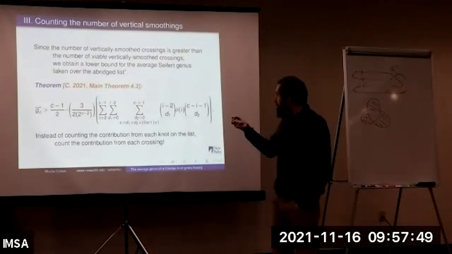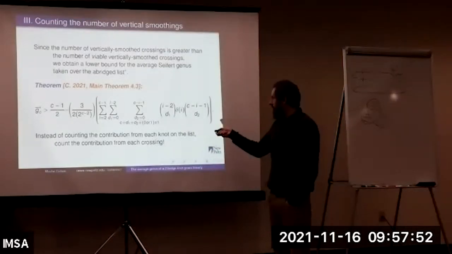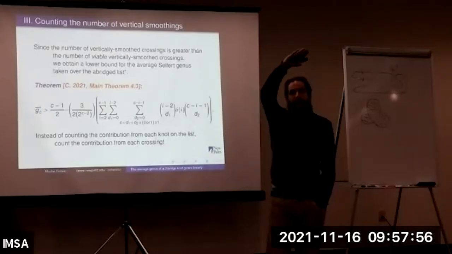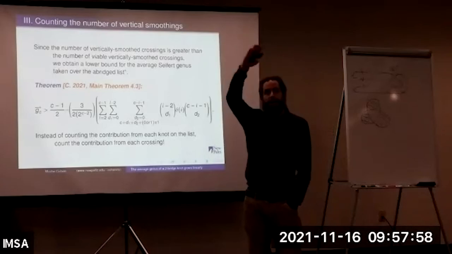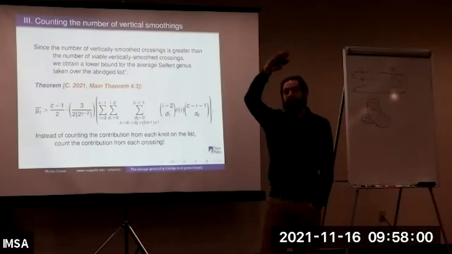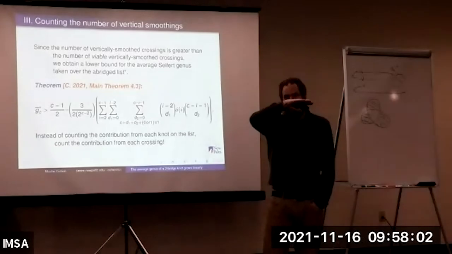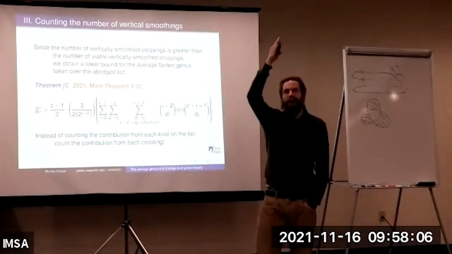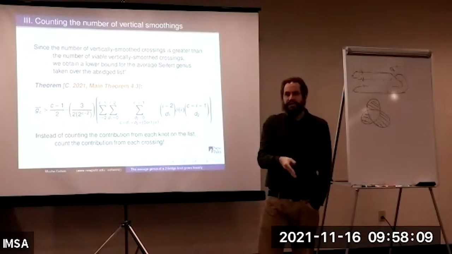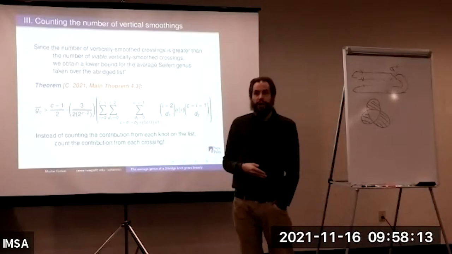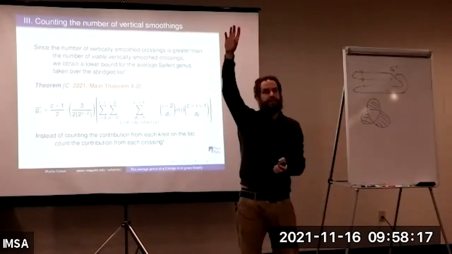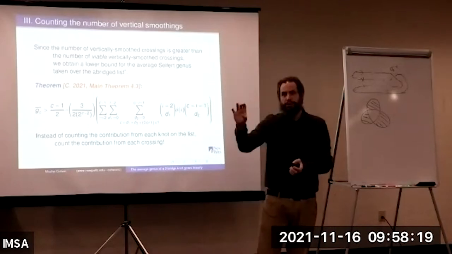And I'm sort of proud of this. I'll try to explain what's going on here. Instead of counting the average genus for this knot, the genus for this knot, the genus for this knot, I'm going to say, let's look at crossing number one on every single knot on my list and figure out whether it contributes to genus or not. So does this contribute, number one, does this contribute, does it contribute?